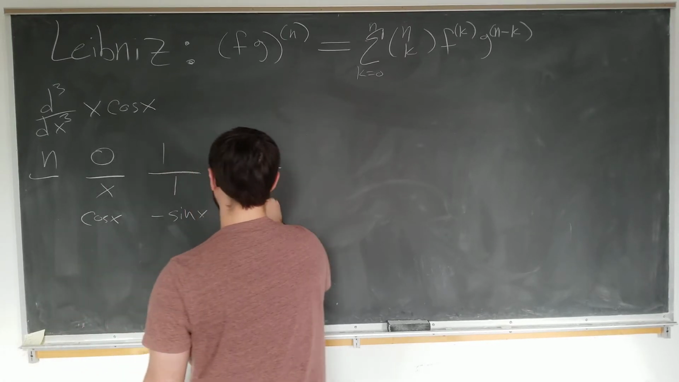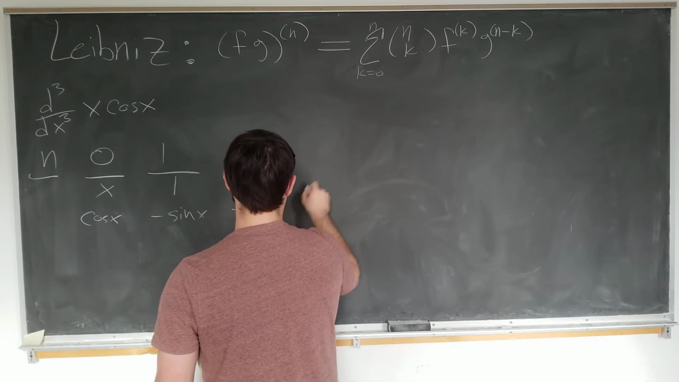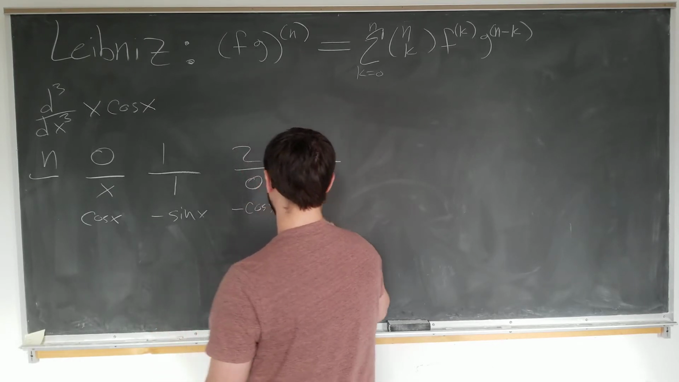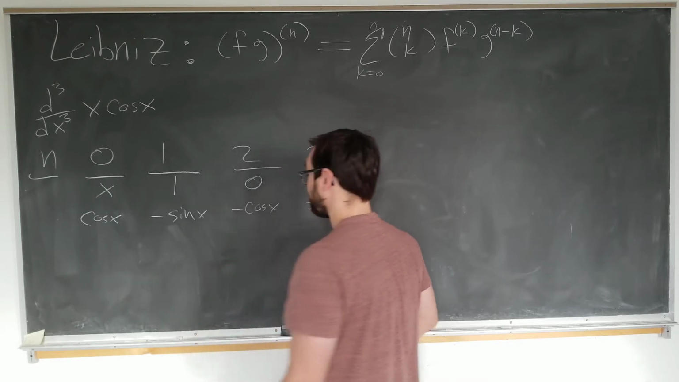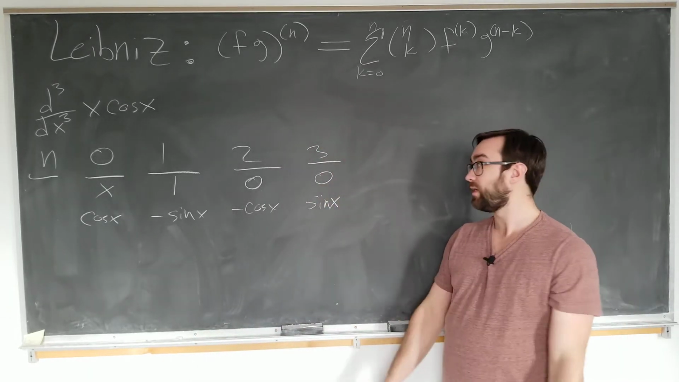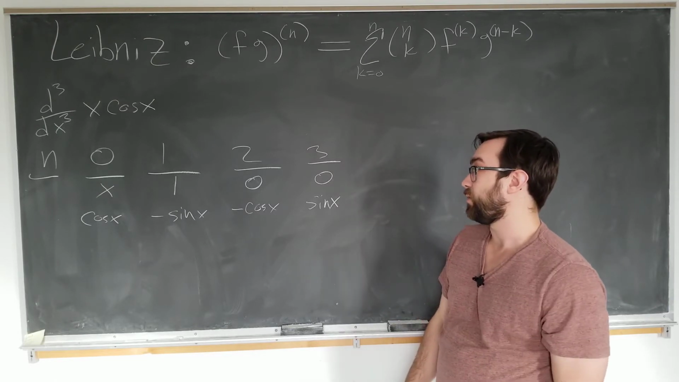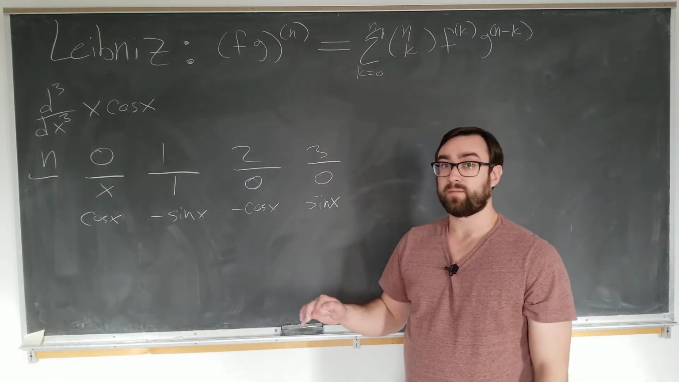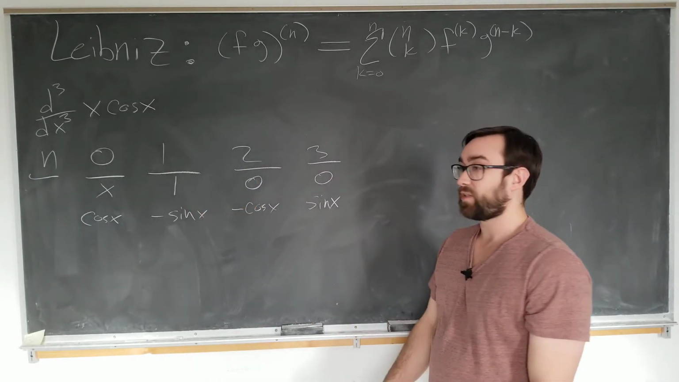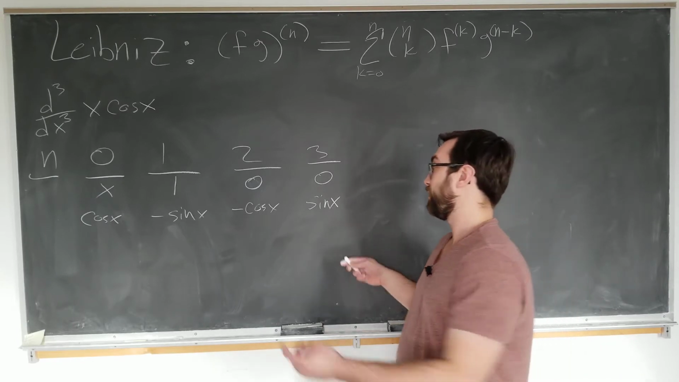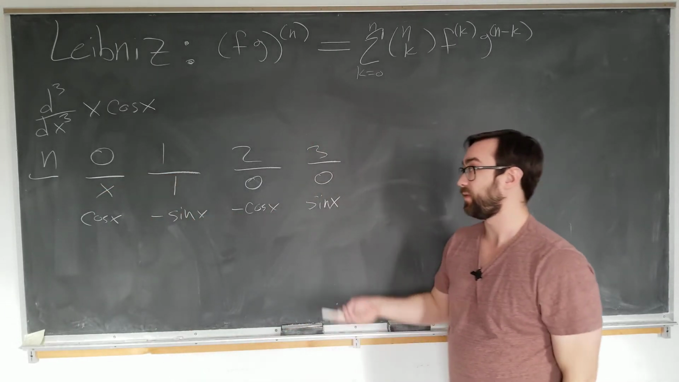2, we're going to have 0, and sine goes to cosine, so this is minus cosine x. And finally 3, this is still 0. Cosine x goes to minus sine x, so we're back to sine x. And this example shows you the true utility of the formula. If you have a situation where after a certain number of derivatives, one of the factors becomes 0, you can simplify the result significantly by starting at this end of the table and then only keeping the first two terms because the other ones are 0.